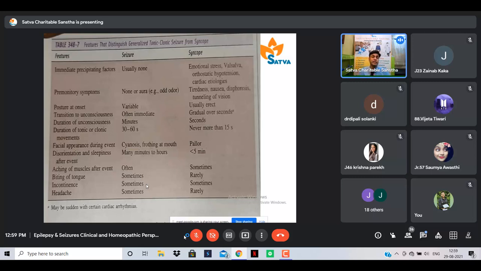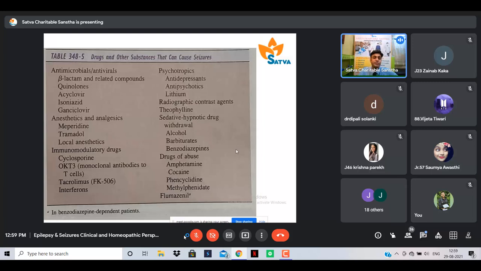You can just take a photograph. This is taken from Harrison's textbook of internal medicine. It's a snapshot differentiation which has been given. I had already mentioned the drugs which can lead to seizure, which is also given in the textbook.